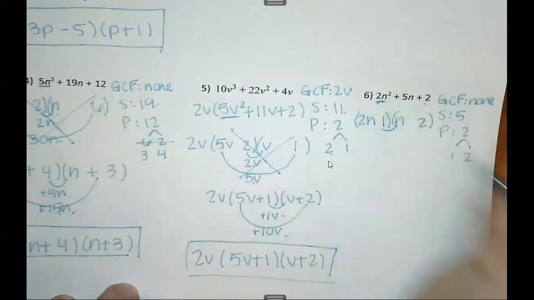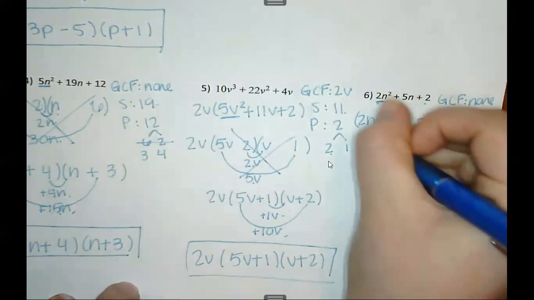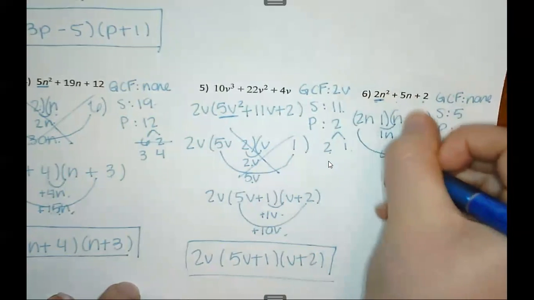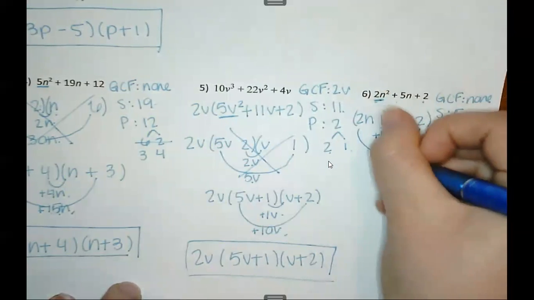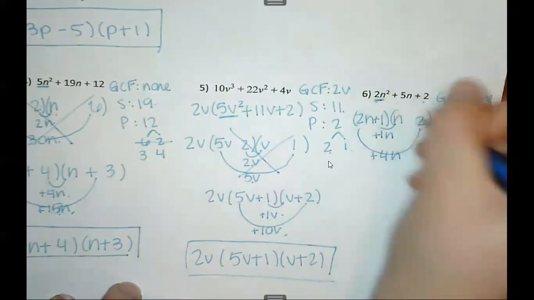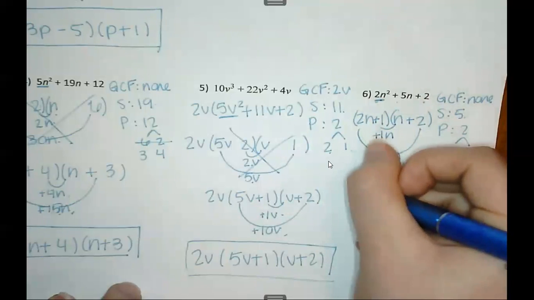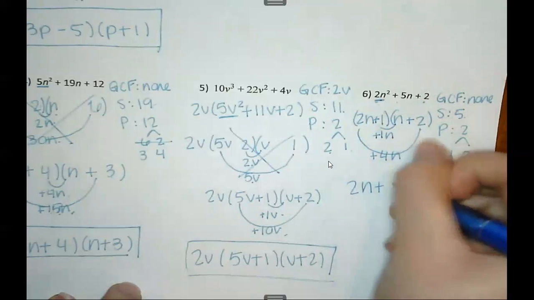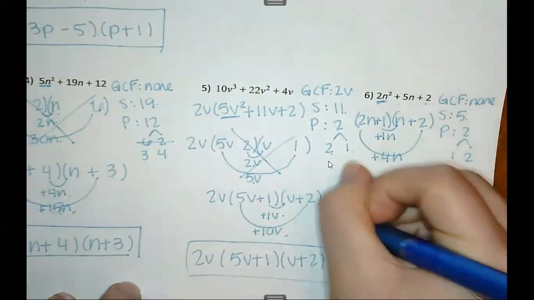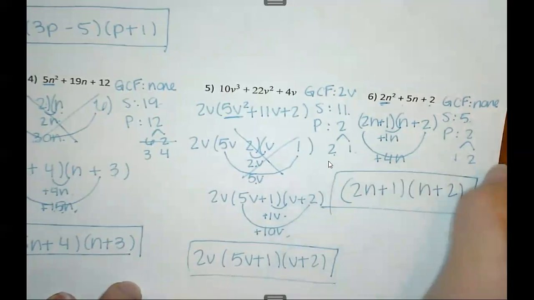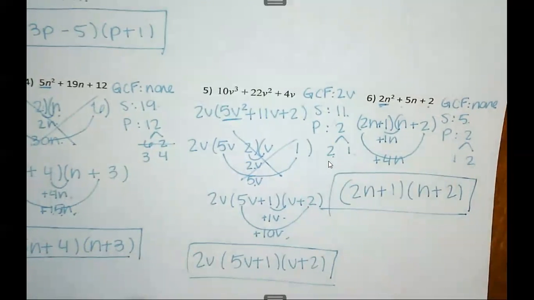I check the inner, that's going to give me 1n. And I check the outer, that gives me 4n. And I need 5. Well, I can make those both positive. And I get 5. So my answer would be 2n plus 1 times n plus 2. So we got lucky on that one and we picked the right numbers the first guess.